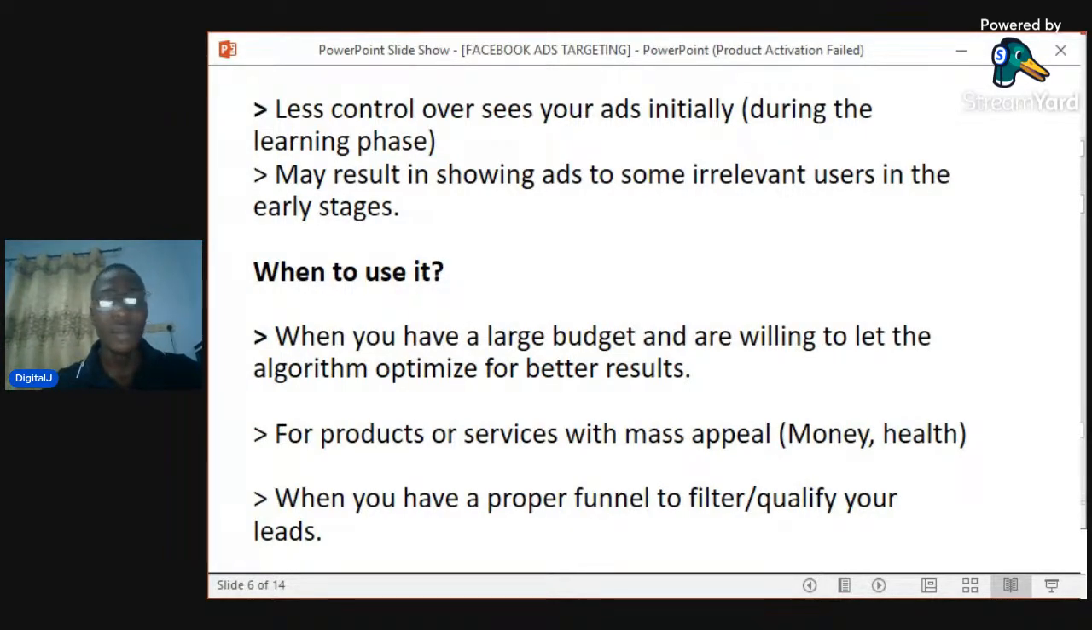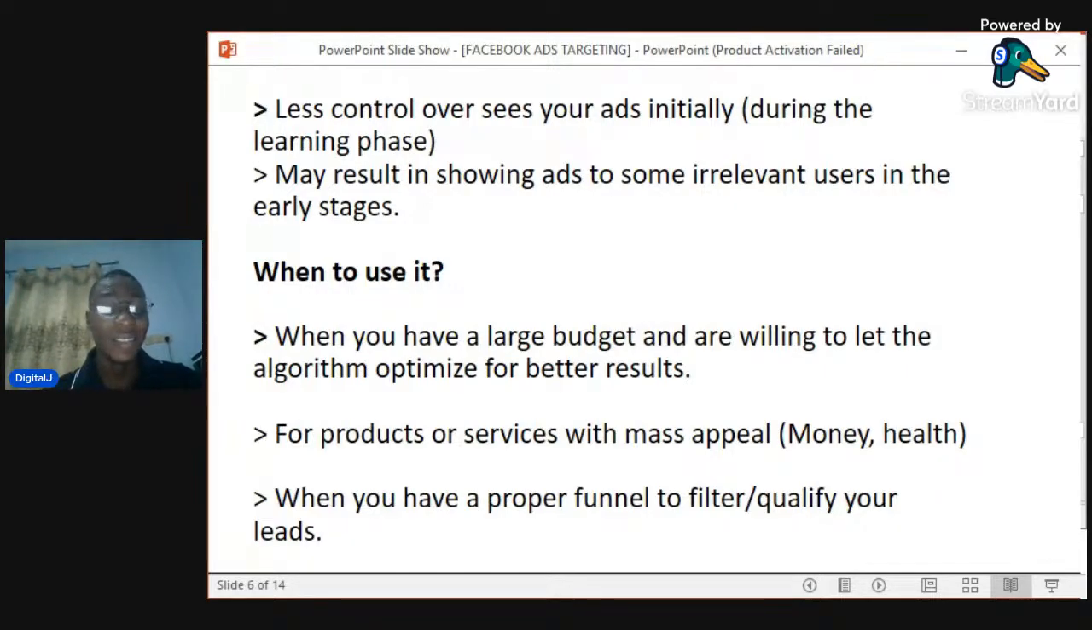Understand? These two things are things that everybody wants. So you can actually use broad targeting when you are promoting these two stuff, money or health, because everybody wants to make money, everybody wants to live long. Now, you also use broad targeting when you have a proper funnel to filter or qualify your leads.